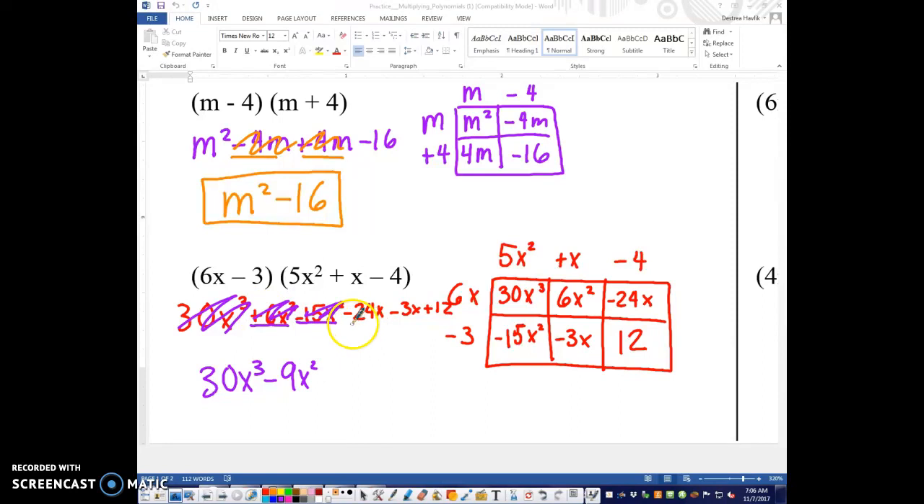Then we have two x families. So negative 24 minus 3. Negative 24 minus 3 is negative 27x. So those are done. And then we're left with the plus 12. Pause the video and do the problem to the right.